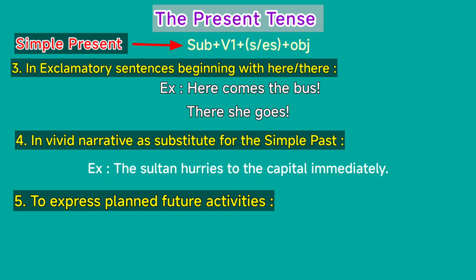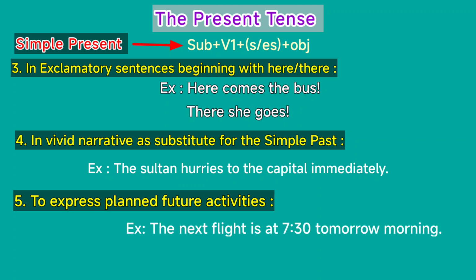"The next flight is at 7:30 tomorrow morning." It's actually a scheduled one. Flight timings, train timings, bus timings, anything which is scheduled or planned at an exact time, such things we can express in simple present tense. "And the match starts at 9 o'clock." I mean, exactly at 9 o'clock the match starts. So that is also in simple present tense.